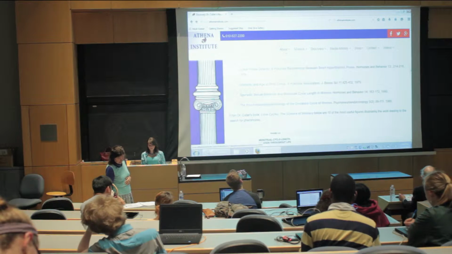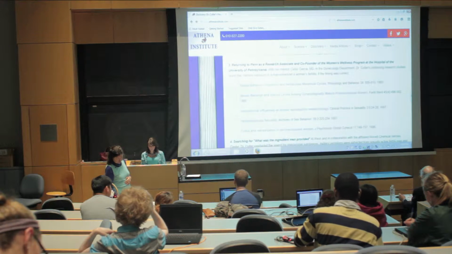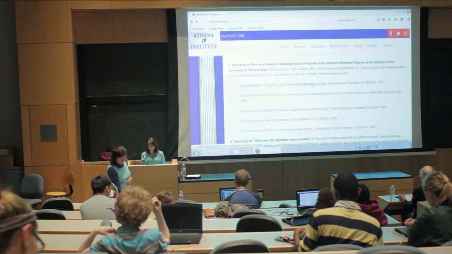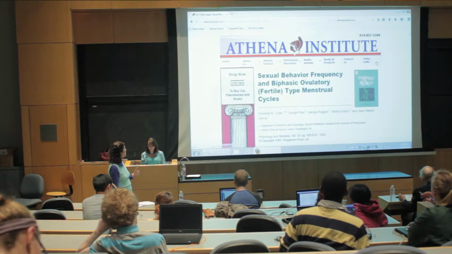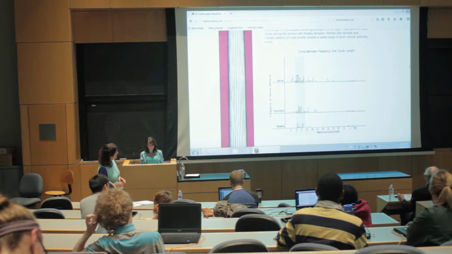Now we looked at sexual behavior frequency and fertile menstrual cycle lengths. We're starting to get into much greater detail of how sex affects fertility, which affects aging, and then we're going to get to how we learned about pheromones, what made it obvious. Okay, here is coital frequency and cycle length.